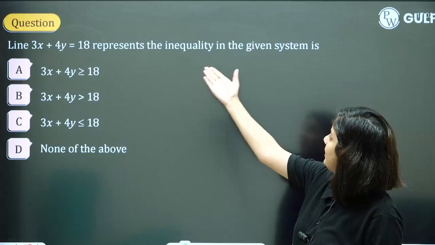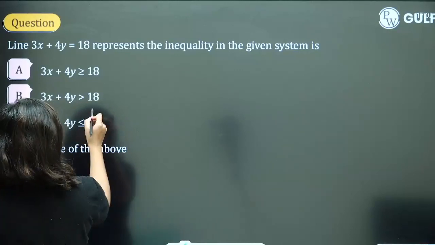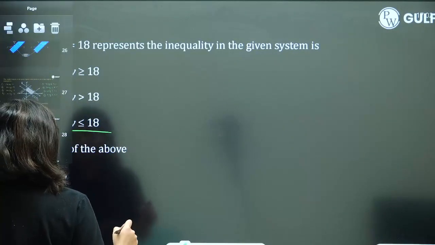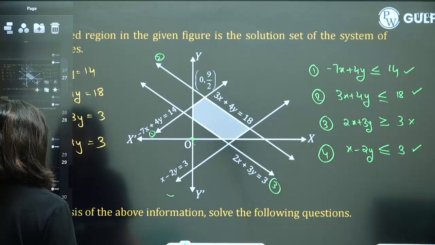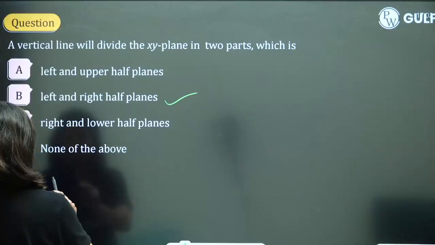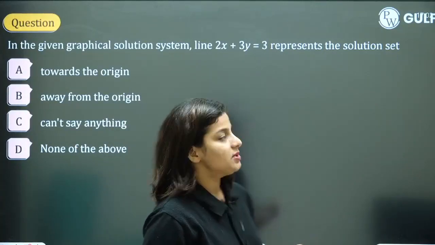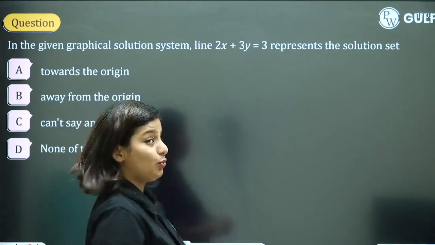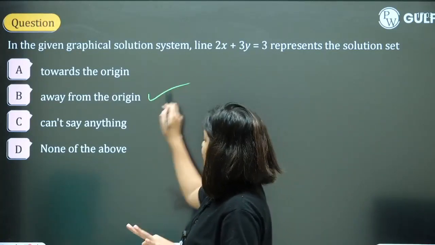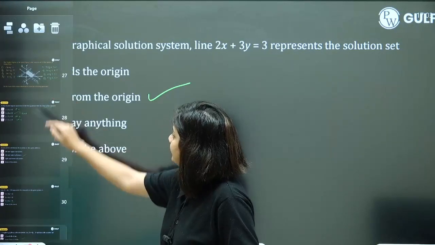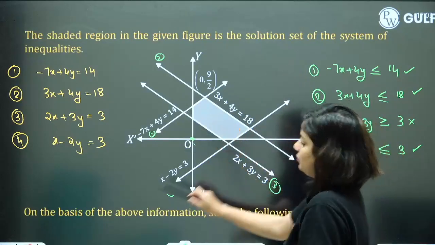3x plus 4y equal to 18 represents which inequality? We said this was the line and it's satisfied. I think we went for option C. I'll just check: 3x plus 4y less than equal to 18. Next. In the given graphical solution, 2x plus 3y equal to 3 represents the solution set towards the origin, away from the origin, can't say, or none of the above. This is the third one, away from the origin. 2x plus 3y: the solution is away from the origin.